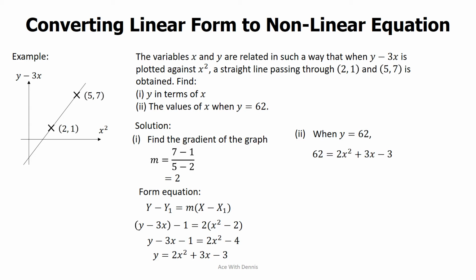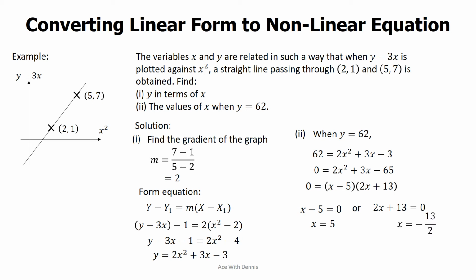62 equals 2x squared plus 3x minus 3. Solve the equation. So 0 equals 2x squared plus 3x minus 65. So we get 0 equals x minus 5 times 2x plus 13. x minus 5 equals 0, or 2x plus 13 equals 0. x will be 5, or x will be negative 13 over 2.